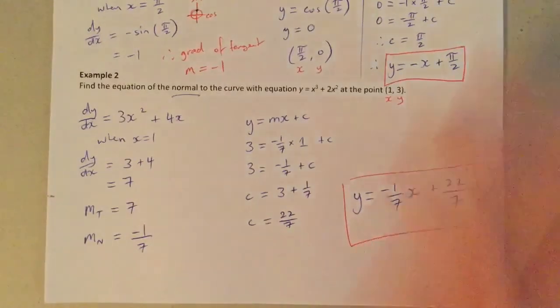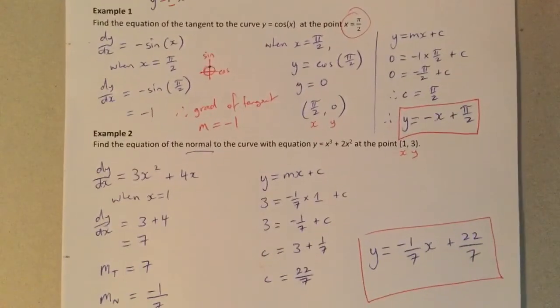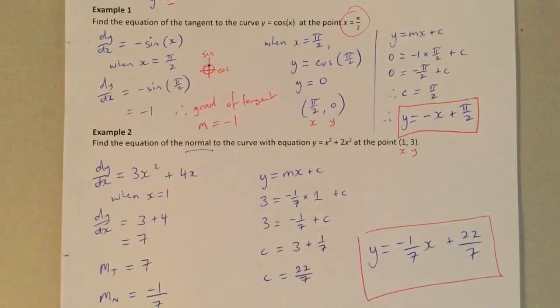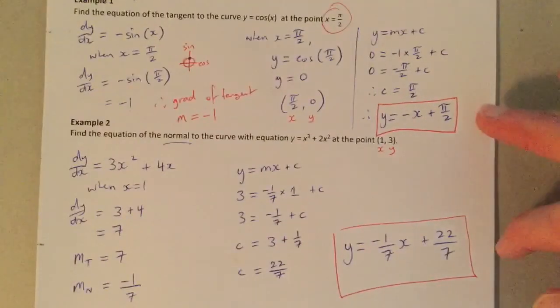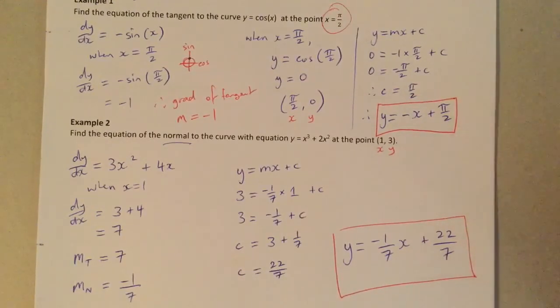So, a couple of quick examples there. One of the equation of a tangent, one the equation of the normal. You can kind of see the process there, right? We need to find the gradient first and then use a point that's on the line to work out the equation, remembering that tangent lines and normal lines are straight lines, so we can always try to find them in the form y equals mx plus c.